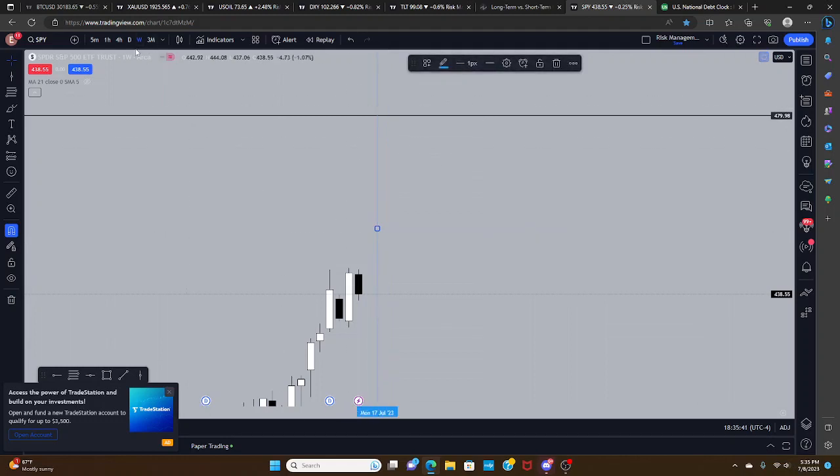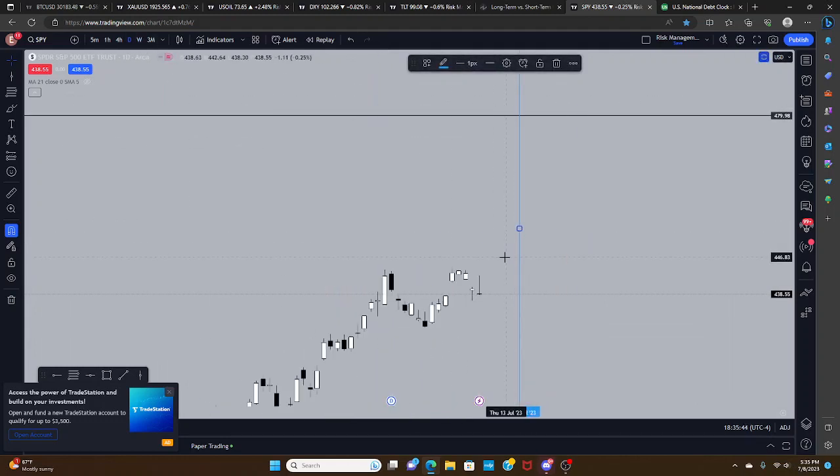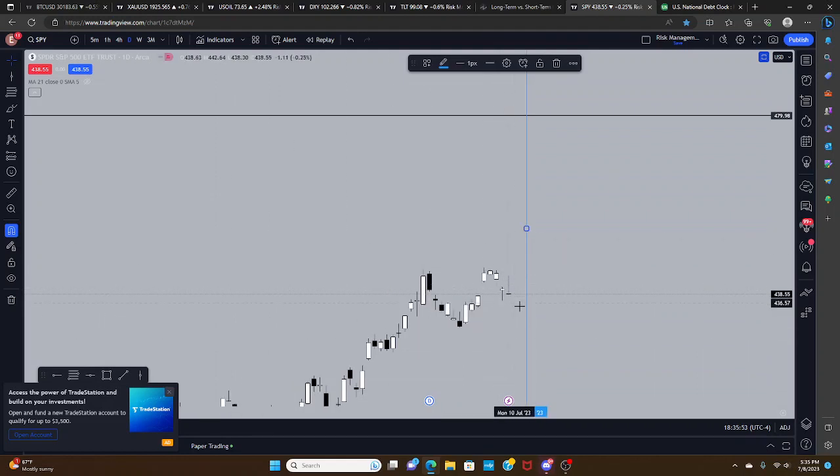I got it a little bit messed up here. It's actually Wednesday the 12th. So yeah, Wednesday of next week. If we see CPI come in low, probably take out these local highs and start running up.